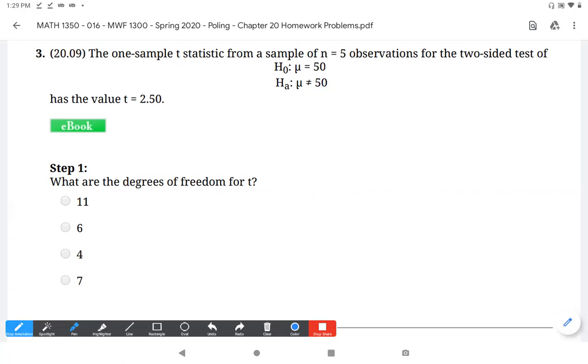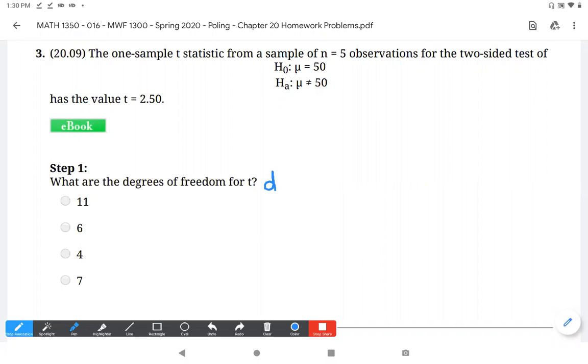Look at exercise 9 in chapter 20. The one sample t statistic from a sample of n equals 5 observations for the two-sided test of the null hypothesis stating mu equals 50 and the alternative hypothesis stating mu does not equal 50 has the value t equals 2.5. What are the degrees of freedom for t?